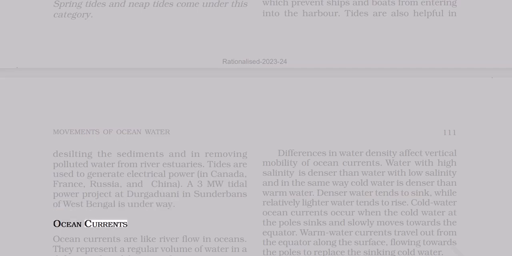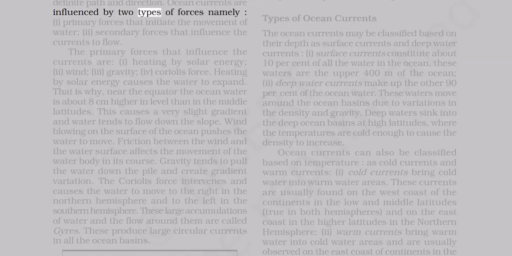Ocean currents. Ocean currents are like river flow in oceans. They represent a regular volume of water in a definite path and direction. Ocean currents are influenced by two types of forces, namely, 1, primary forces that initiate the movement of water, 2, secondary forces that influence the currents to flow. The primary forces that influence the currents are 1, heating by solar energy, 2, wind, 3, gravity, 4, Coriolis force.